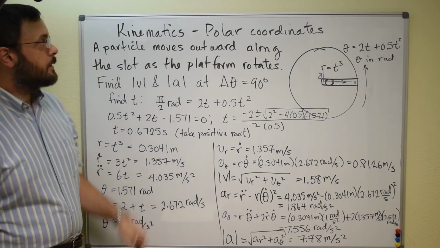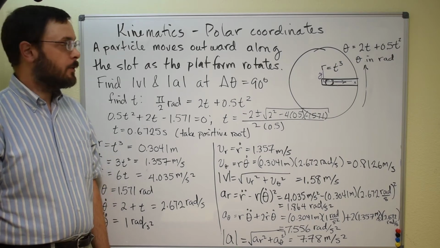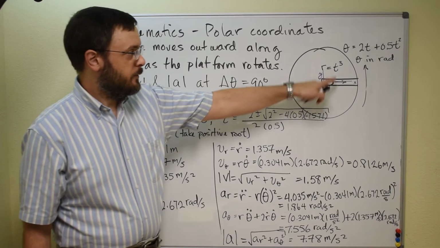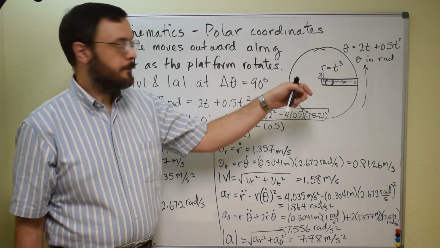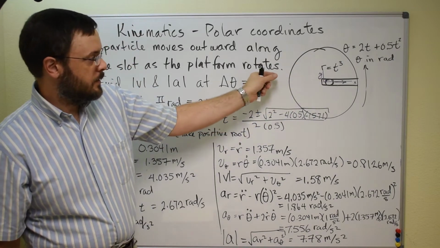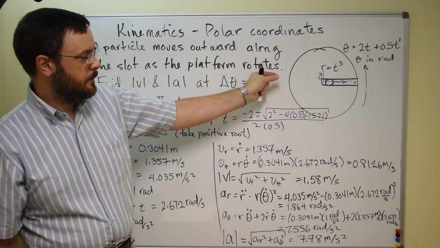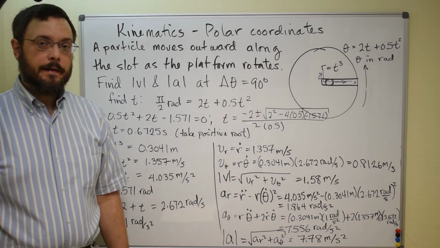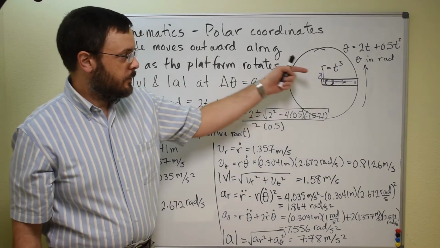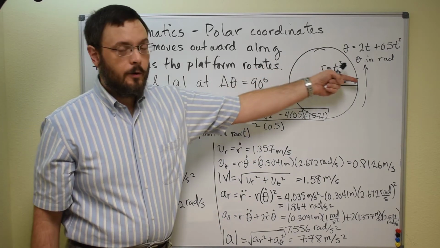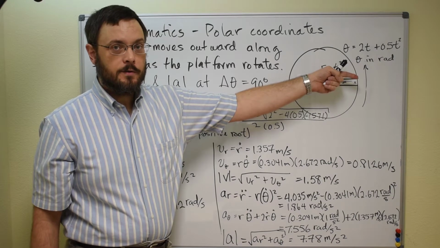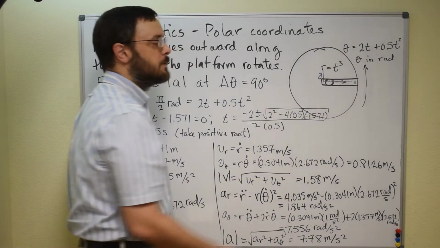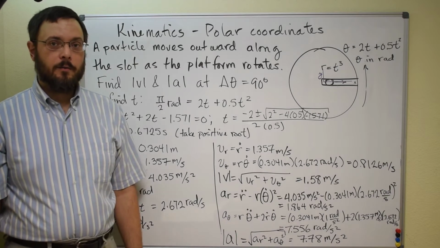So in this case we're looking at kinematics with polar coordinates, and we have a platform that's cylindrical, so it's got a little bit of depth to it, but you can't see the depth because the depth is in this direction. And then it has a slot cut in it, and there's a particle that's moving out away from the center towards the edge of the platform. But then at the same time, the platform is rotating in this counterclockwise fashion.